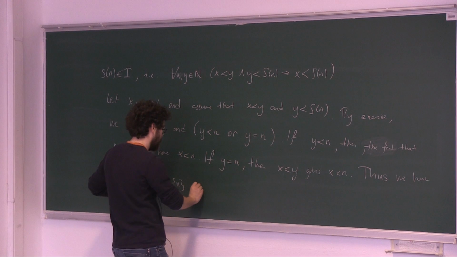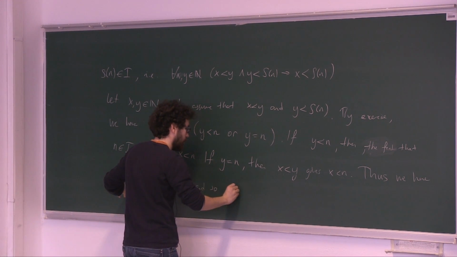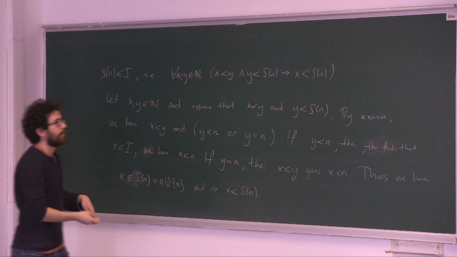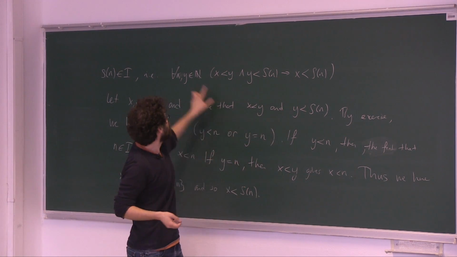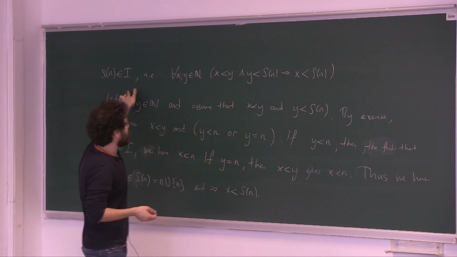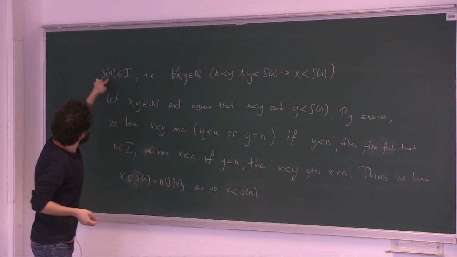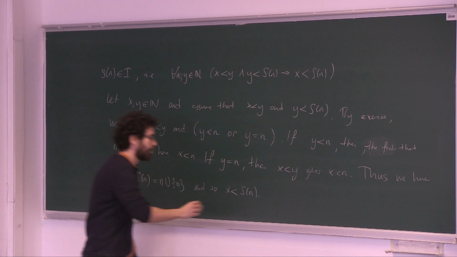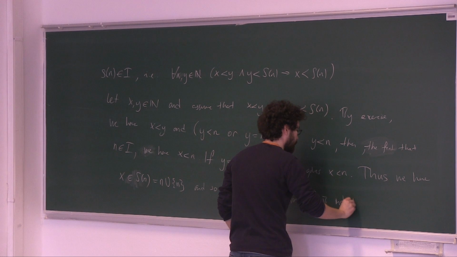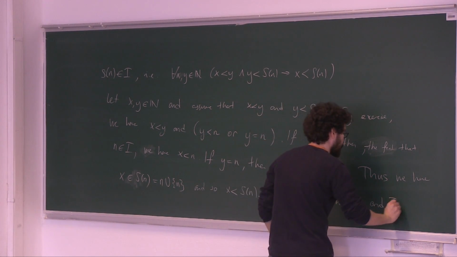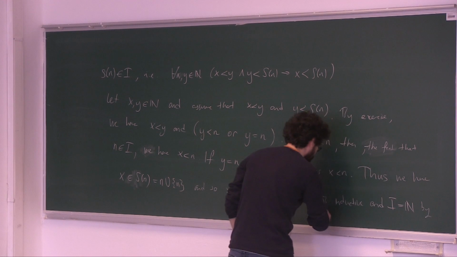So x is less than successor of n, okay? Now, we assumed this, and we got that. So we proved this, and this is true for all x, y, so we proved this. So successor of n is an I. Therefore, I is inductive, and I equals all of N by the principle of induction.